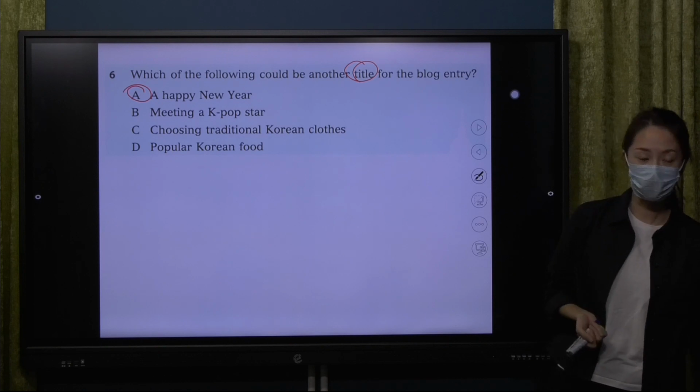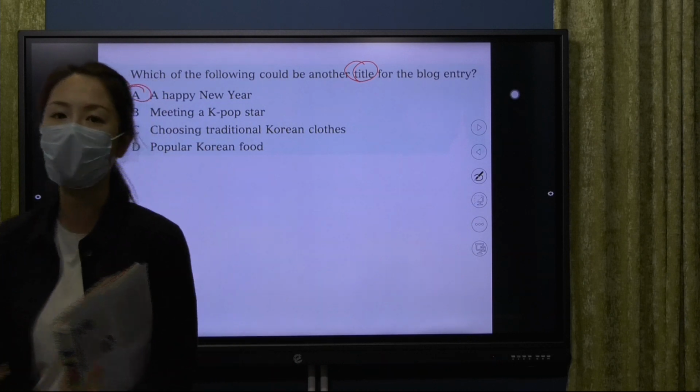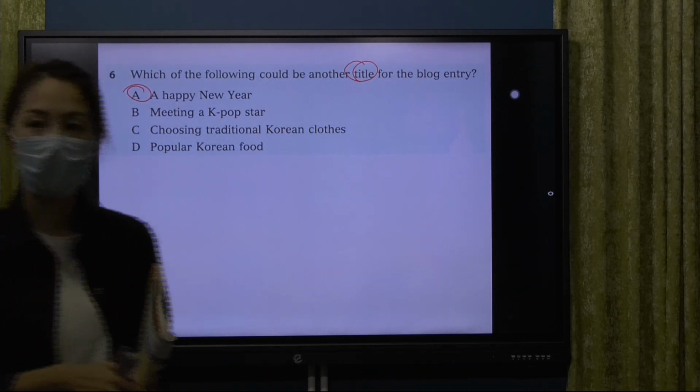So this is the part for your reading comprehension. Now we will move on to the grammar part, and we will pass it to Miss Chow, okay?